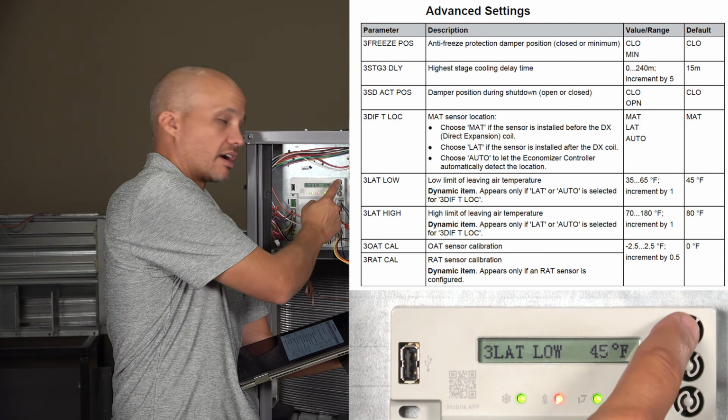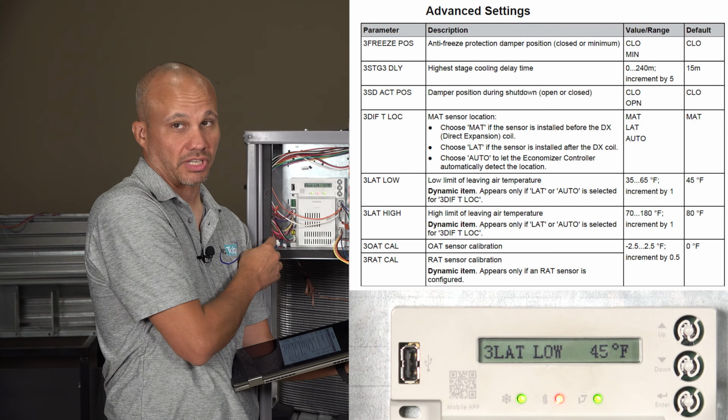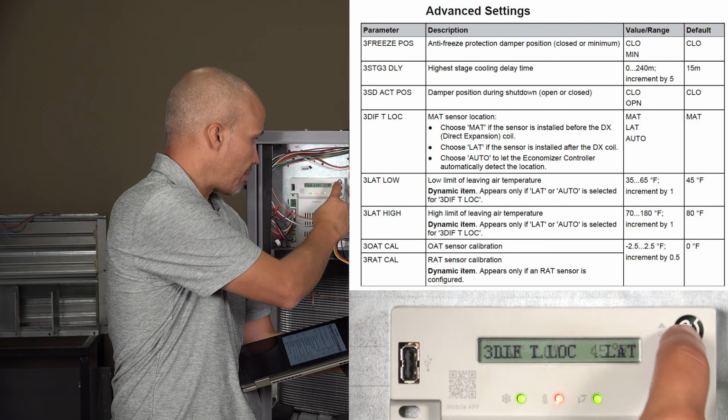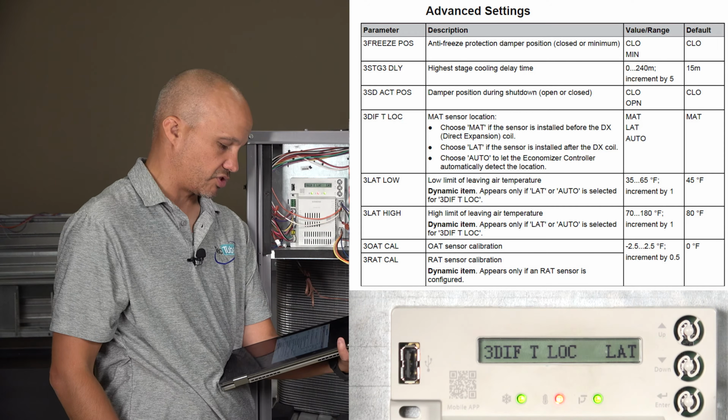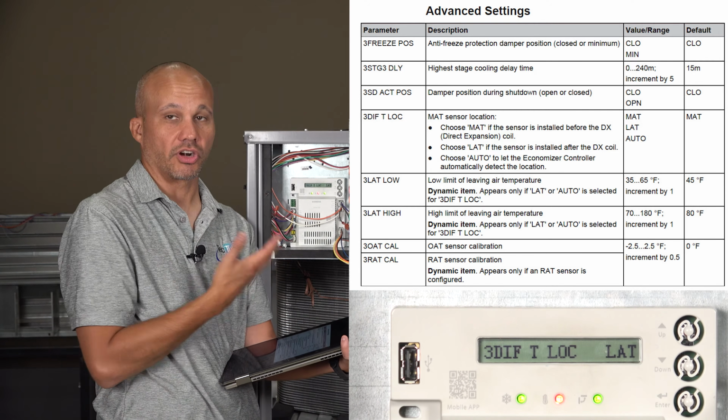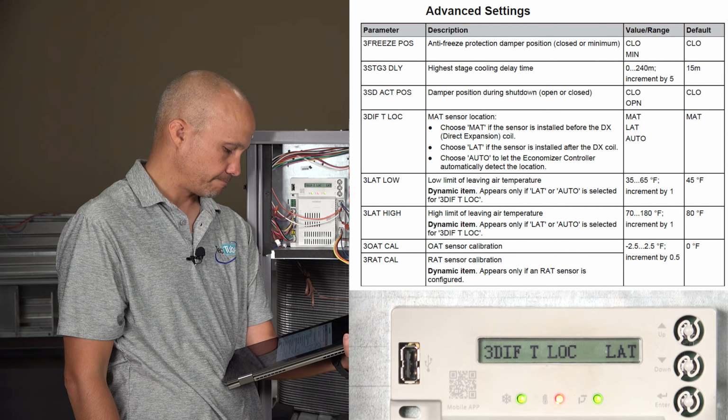So for most jobs on a rooftop, like the little one we have here, you're mounting it in the LAT position. So I probably should change that here. Actually, I already previously have changed it. The default's MAT. I've already changed it to LAT in a previous class.